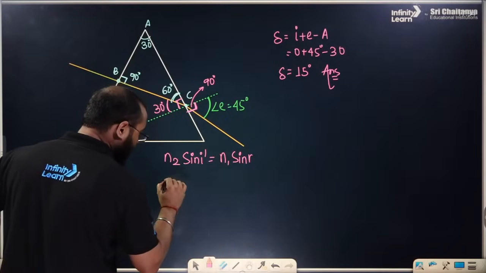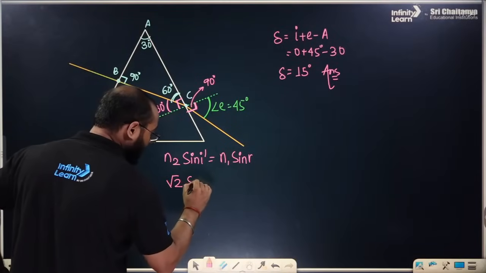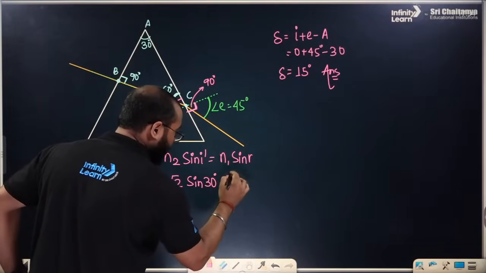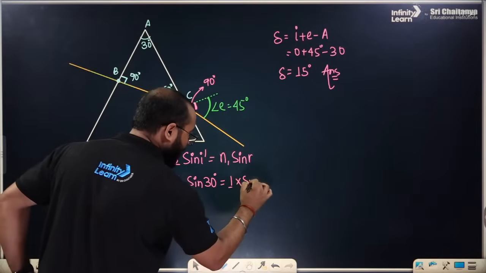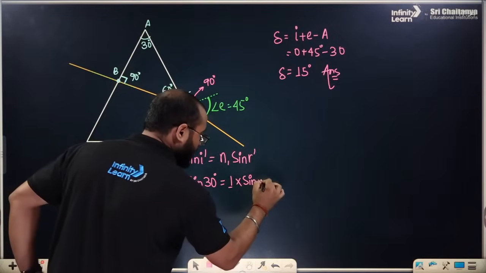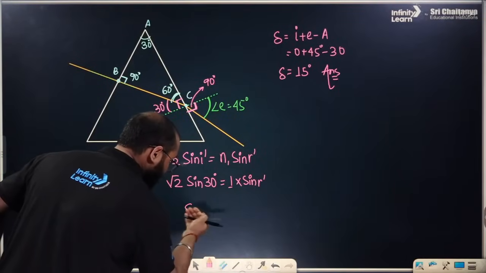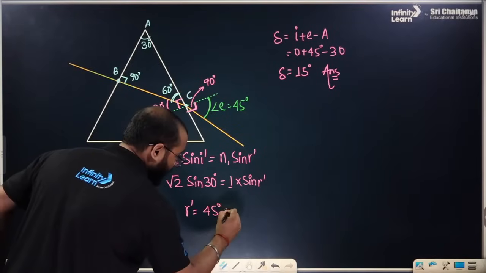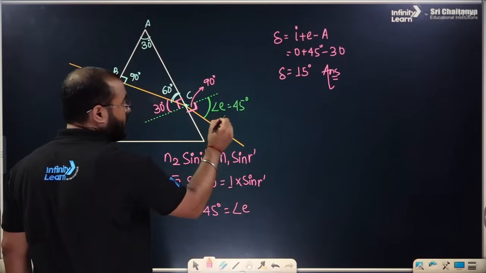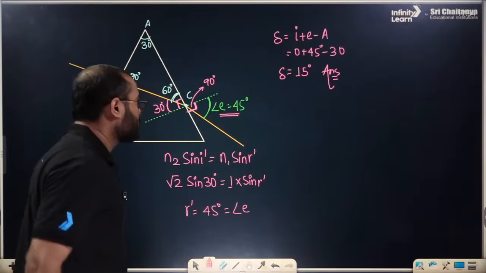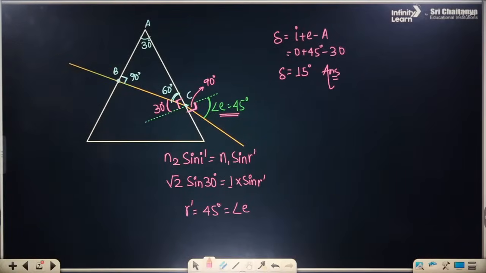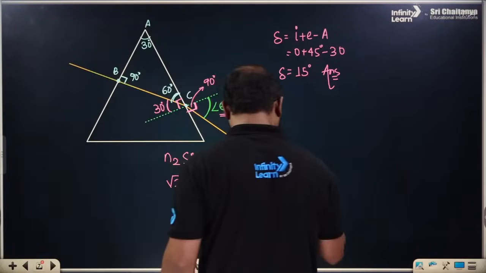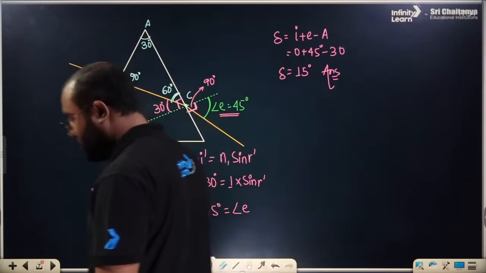Just put the values. N2 equals root 2. This is going to be sine 30 because we have found out it is 30 degree, equal to 1 multiplied by sine R dash. So R dash comes out to be 45 degree, which is the angle of emergence, which is over there. Fine. This is 15. That is going to be the answer. I hope it is clear to all people.